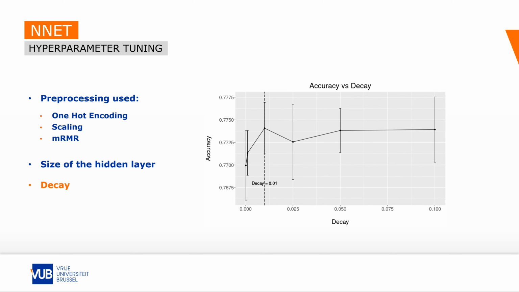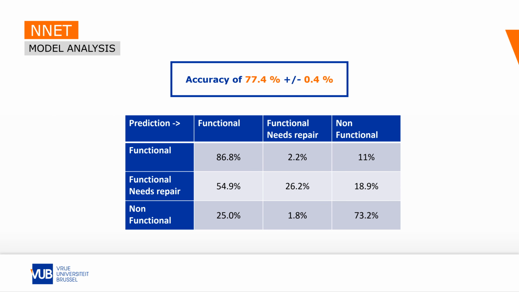The decay is by default equal to 0. We see that when we increase the decay, the accuracy seems to increase slightly. The accuracy and the confusion matrix of a neural network are comparable to the one of k-nearest neighbors. However, it should be noted that neural networks' computational cost is a lot higher than KNN's computational cost.